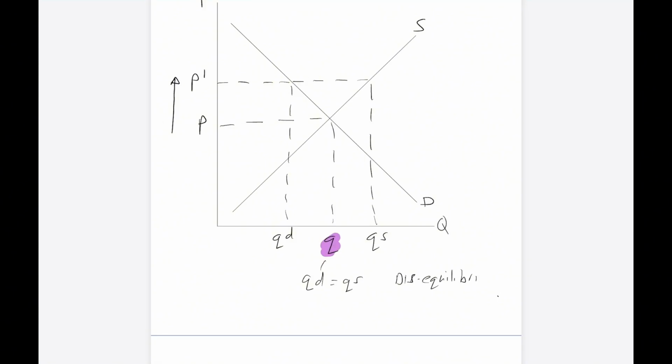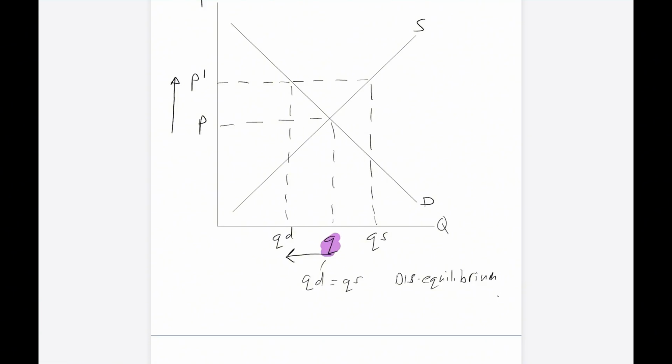The market is in disequilibrium, and we can see here that because of the increase in price, consumers are going to be less willing and less able to buy the product. So the quantity demanded has decreased from Q to QD.